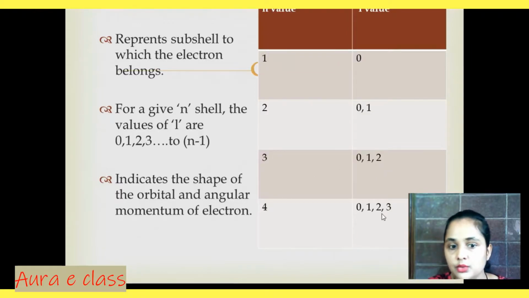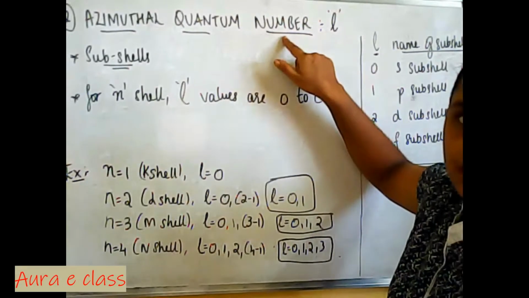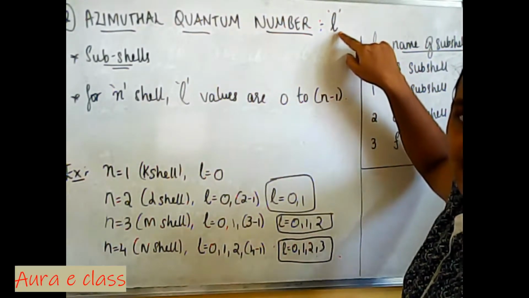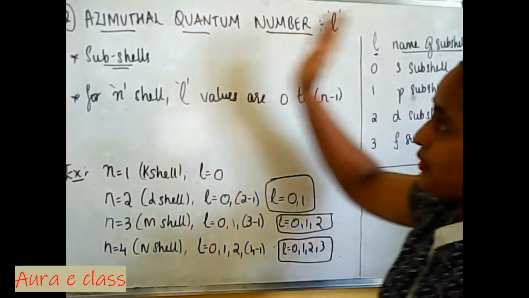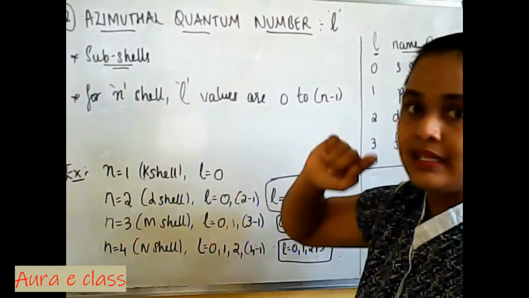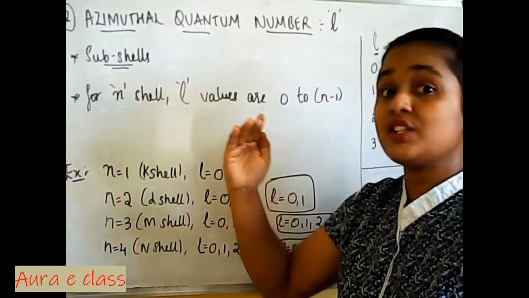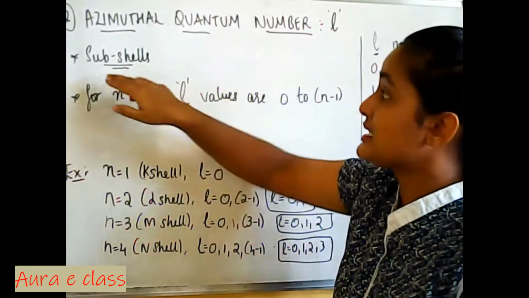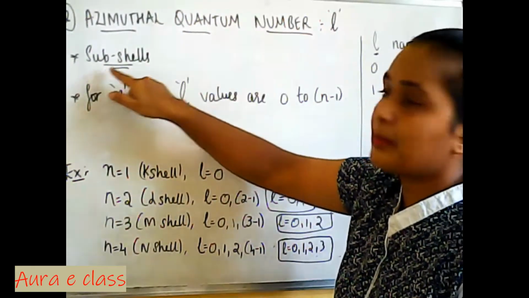So let us see our second quantum number, the azimuthal quantum number. This is represented by small letter L. Before, in the first one, we had studied the principal quantum number. What does that represent? It represents the shell. Now this is under that shell. This is the subshell. It's a part of the shell. So we are studying the subshell.